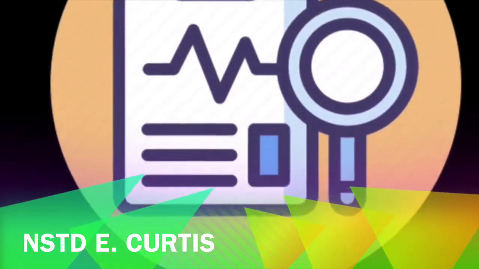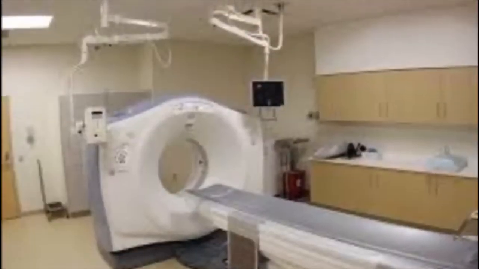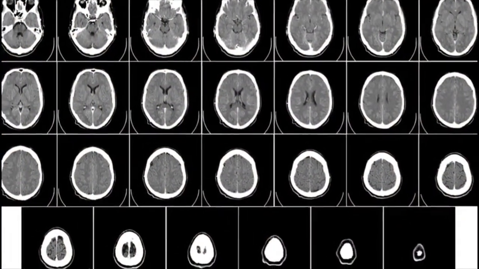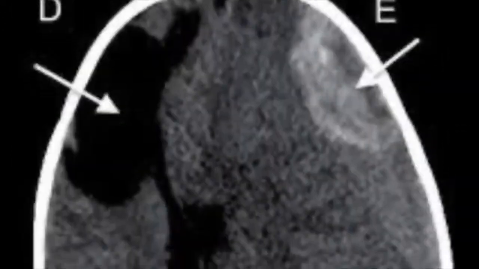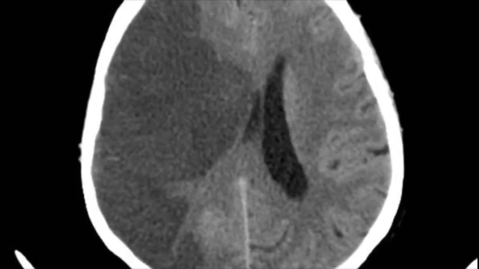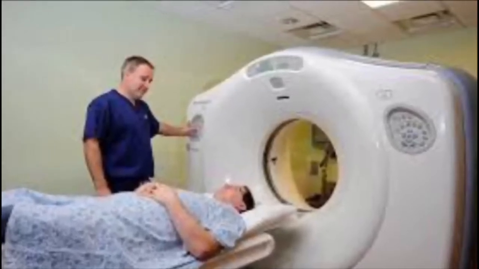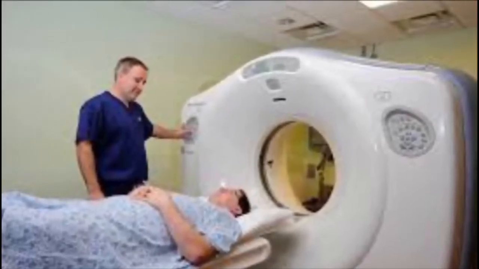My name is student nurse Curtis, and I'll be discussing the types of diagnostic tests done on a patient experiencing a stroke. The first one is going to be a CT scan, also known as a computerized tomography. This is a series of x-rays to create a detailed image of the brain. A CT scan can show bleeding in the brain, a tumor, an ischemic stroke, or the difference between the non-muscular and cerebrovascular lesion to give the patient the correct treatment.